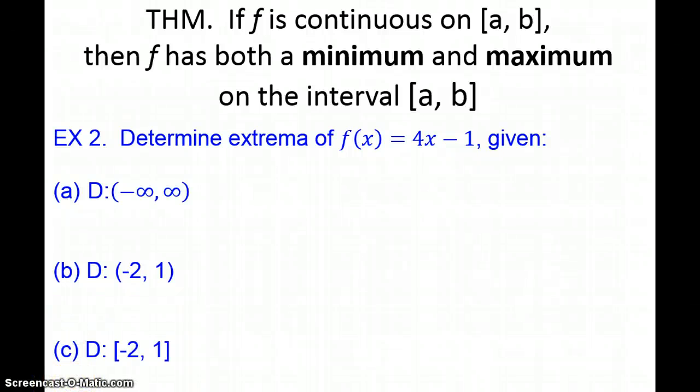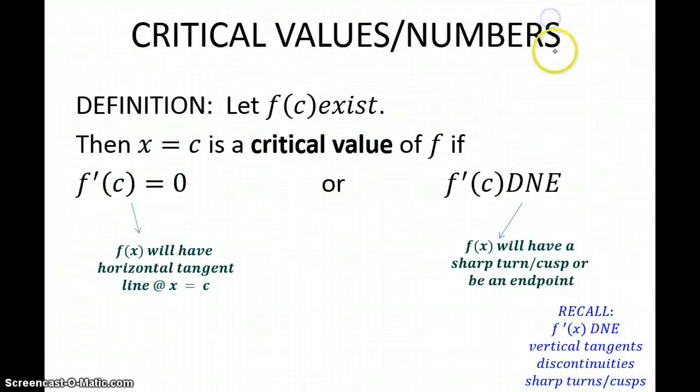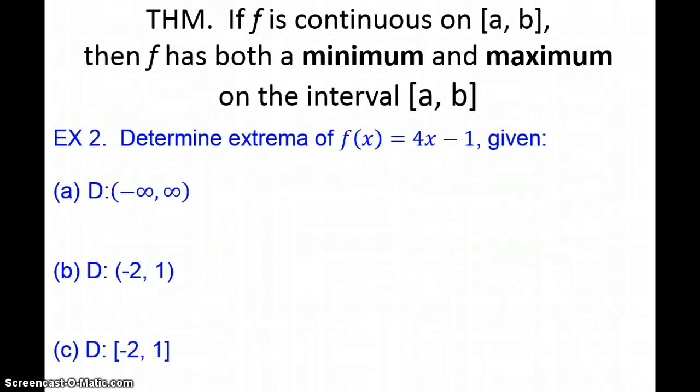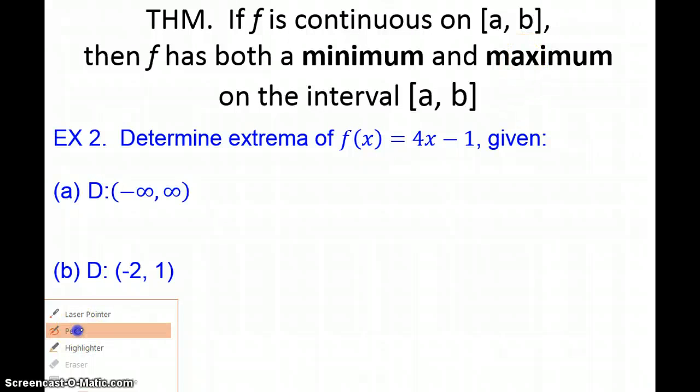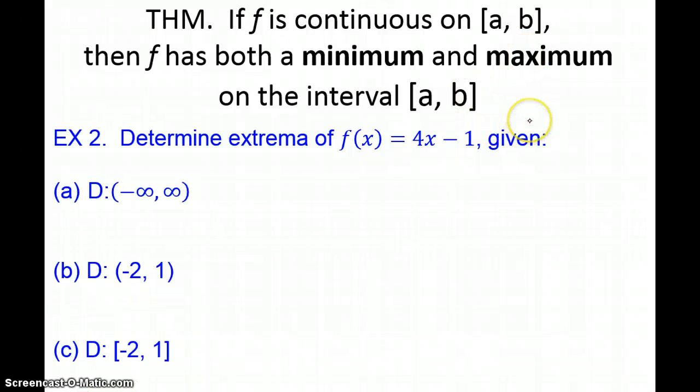So our first theorem: if f is continuous on the closed interval, and this is important, the interval has to be closed, then the function has both a maximum and a minimum on that interval. So just determine the extrema of 4x minus 1 given these specific domains. So when I look at C, according to the theorem, there definitely has to be an absolute max or min because it's on a closed interval.